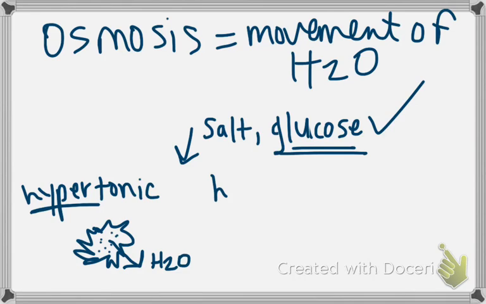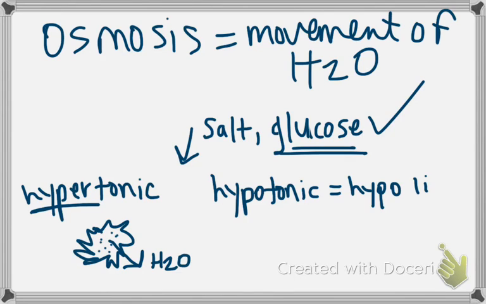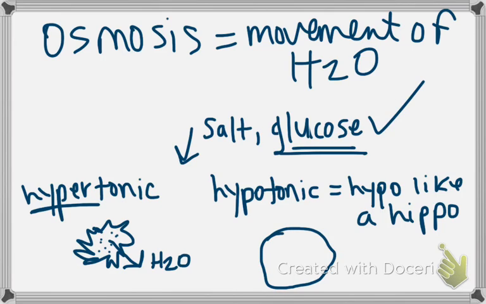Now, if you are hypotonic, put out beside hypo where it says very little is dissolved in water. Put hypo. Like a hippo. Think about what hippos look like. They're big, they're fat, and they're round. All the water is rushing in. So this is what your cells look like.